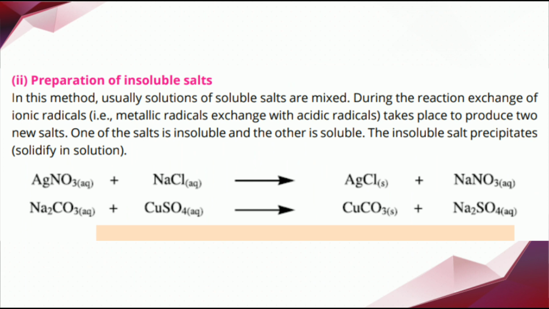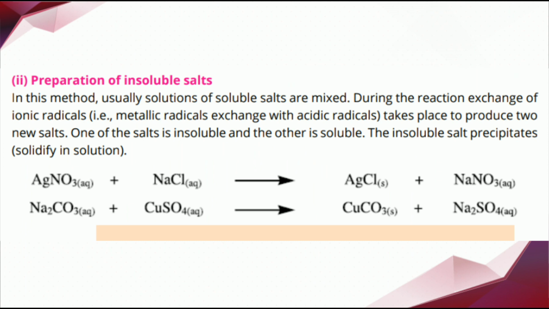Now preparation of insoluble salts. In this method usually solutions of soluble salts are mixed. Firstly we will take soluble salts, then their solutions. When both mix with each other, during the reaction of exchange of ionic radicals, that is positive ion and negative ion, metallic radicals exchange with acid radicals. Metallic radical, sodium, takes place to produce 2 new salts. One of the salts is insoluble and the other is soluble.